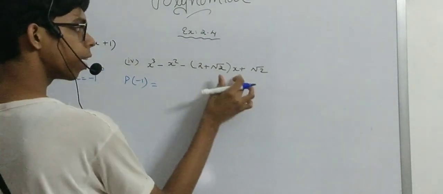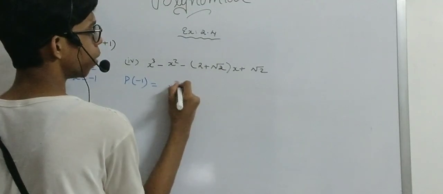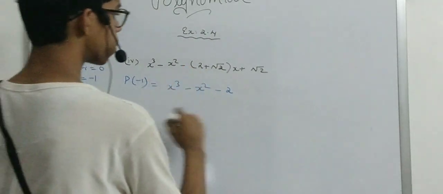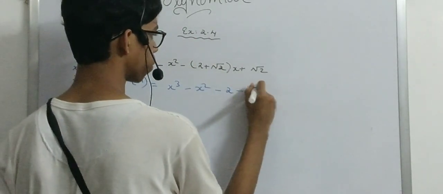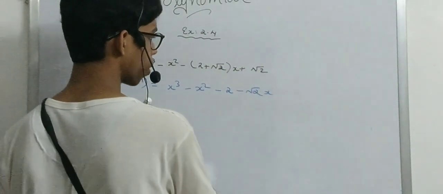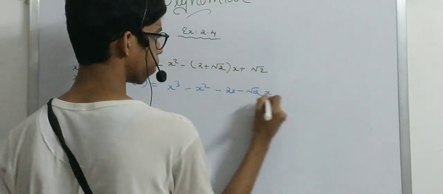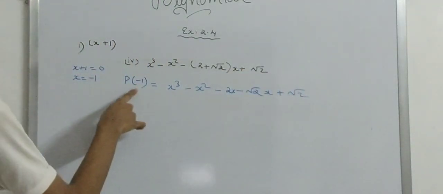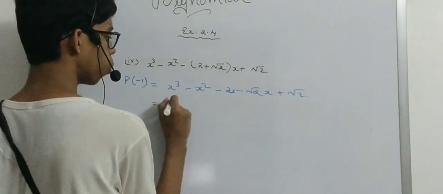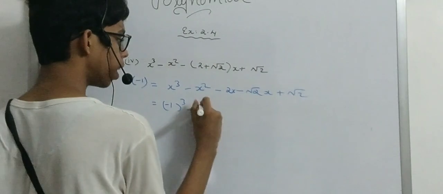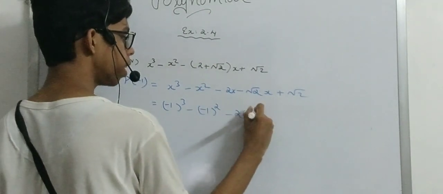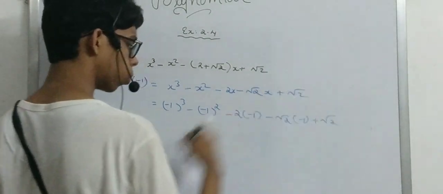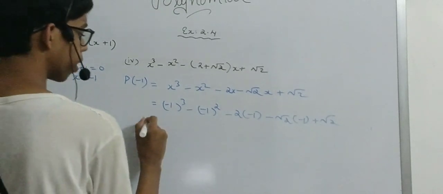Before substituting, we can just open this bracket. So from here, x cube minus x square minus, when you open this bracket, this becomes minus root 2 into x. Here also when you open the bracket, it will become plus root 2. Now we have to substitute this minus 1 in our equation. So minus 1 the whole cube minus 1 the whole square minus 2 into 1 minus root 2 into minus 1 plus root 2. Now we can simplify it.